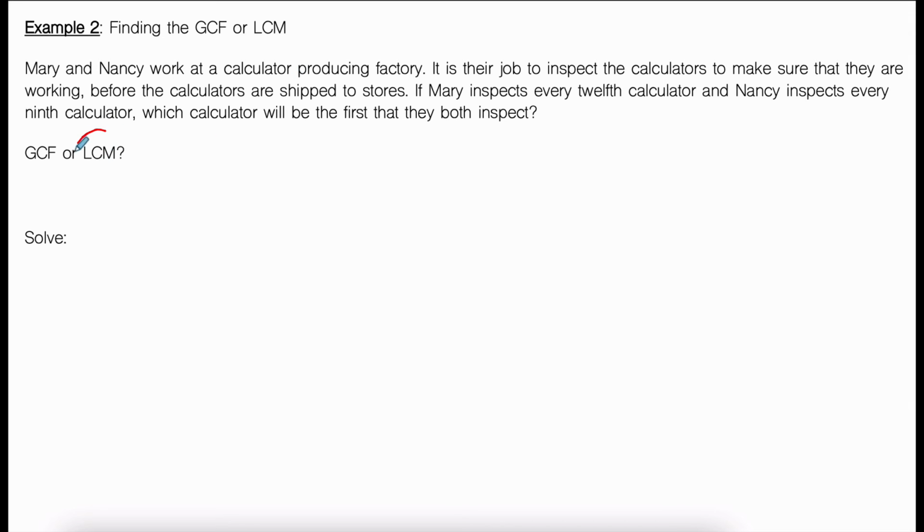So I know this is LCM based on the clues that we just talked about. There is repetition in this problem. Mary is inspecting every 12th calculator. Every 12 she picks up, every 12, every 12. And Nancy inspects every 9th calculator. So there's some more repetition. And the question itself asks, when will they both be doing something at the same time? When will they both have a calculator that they both inspect? All of these things lead me to know that I need to find the least common multiple.